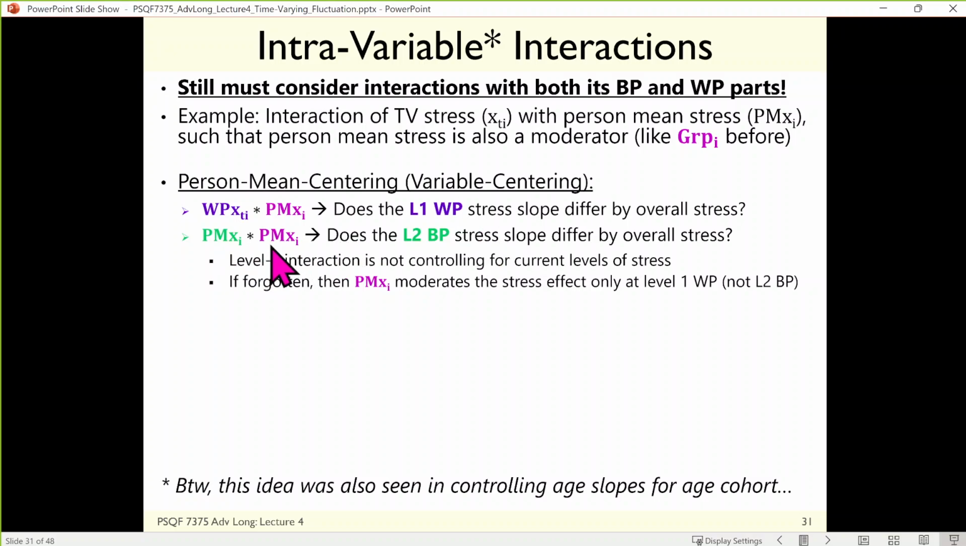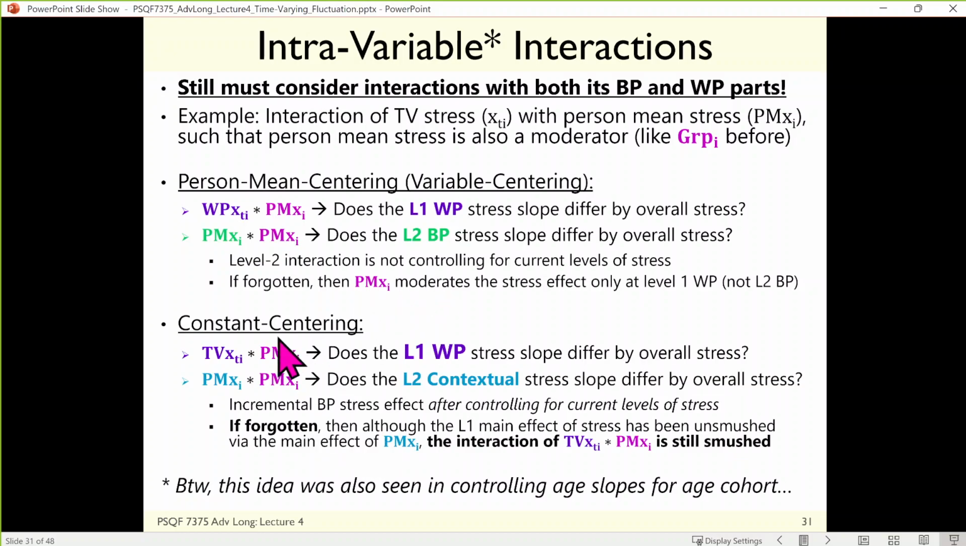And so this is the reason why we had age cohort squared in those models at the beginning of the year, is because we want to be able to differentiate moderation by cohort at the within level and at the between level. So if I were to do constant centering, that is the age as time model. So if I have time varying age, for instance, times age cohort, that interaction is smushed if I don't also include cohort by cohort, the level 2 analog to that.